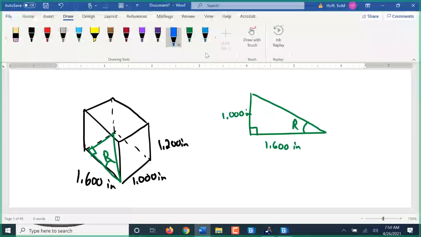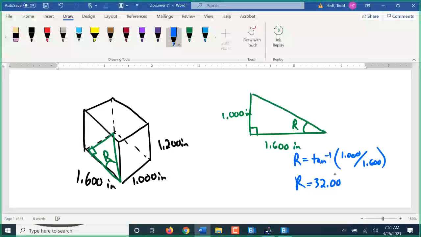How do we find R? What trig function? Tangent. So we're going to use inverse tangent of what? 1 over 1.6. That gives us that R equals... 32.01.